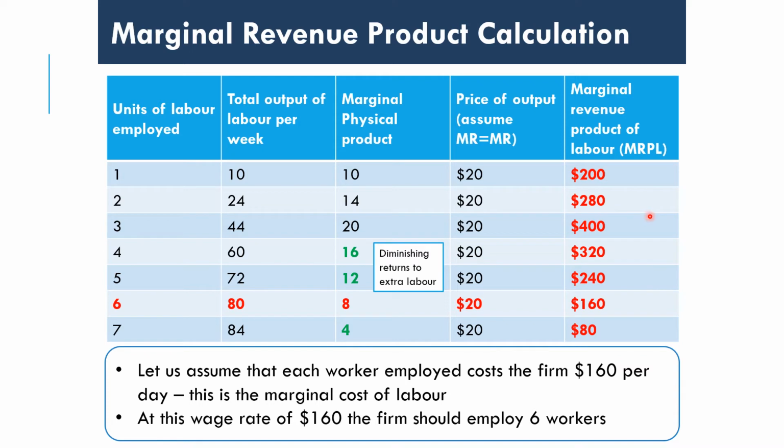So yes, they're in. We keep going until we get to the sixth worker. The sixth worker brings in $160 extra revenue, and it costs them $160 a day to employ them. So we would employ up to the point of 6 workers. At this wage rate, $160, the firm should employ 6 workers.